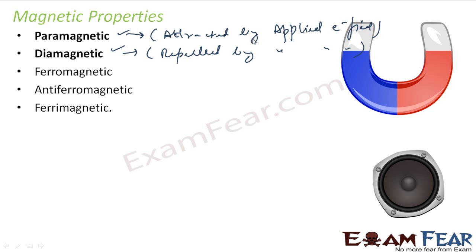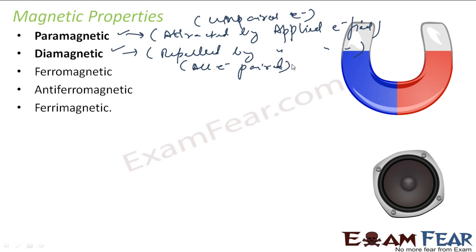Okay, so in diamagnetic, all electrons are paired. All electrons are paired. And in paramagnetic we have unpaired electrons. Since we have unpaired electrons, they are attracted towards the electric field. In diamagnetic, all the electrons are paired, so they are not attracted toward the electric field. In fact, they are repelled by the electric field.